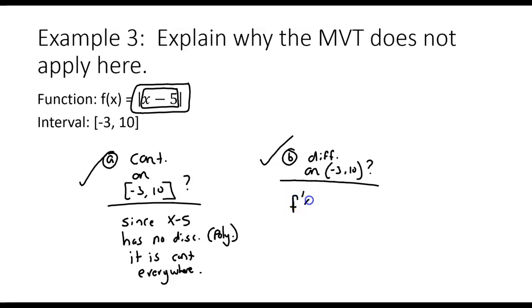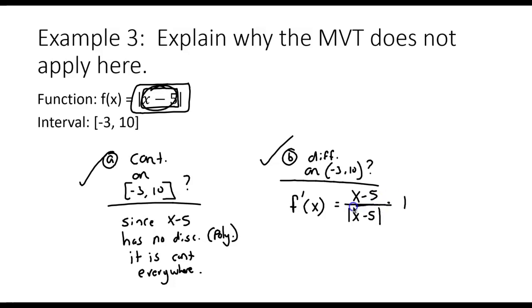Now you need to remember how to find the derivative of an absolute value function. The derivative of an absolute value function is whatever's on the inside put over the original function itself times the derivative of the inside. The derivative of the inside is 1. So there's my derivative.